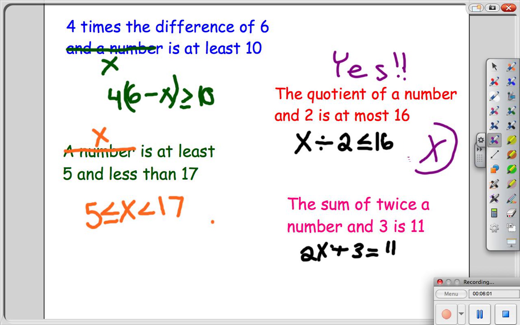Note you can write this X divided by 2 several different ways. You can write it as X over 2 or X slash 2. Would also imply division.